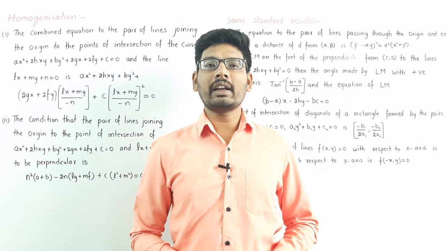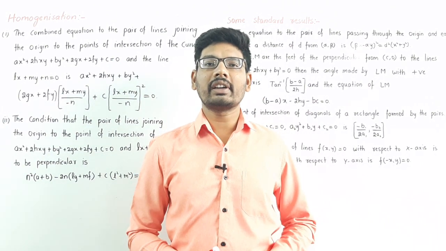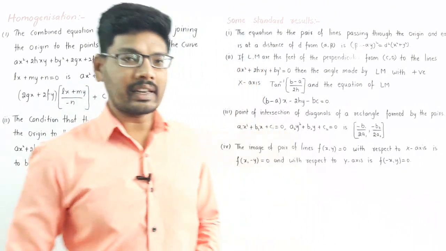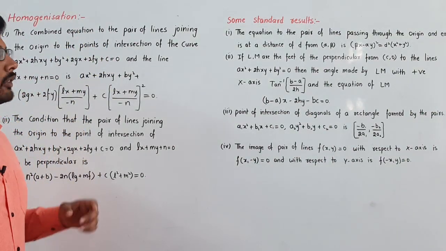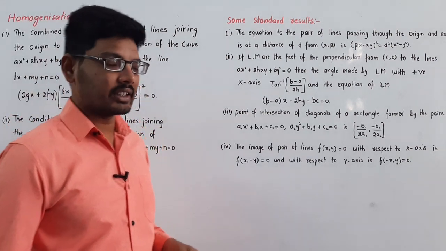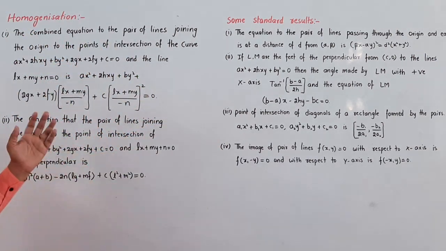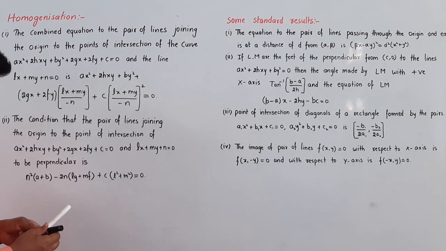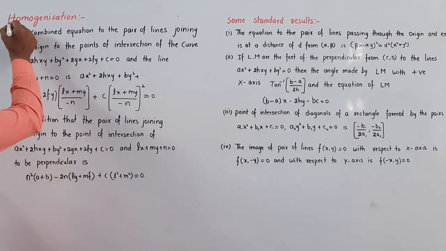This is the final class for the chapter of pair of straight lines. So in this class we are going to discuss the few topics left. They are homogenization and some standard results. These are the important points and the most important technique, homogenization.